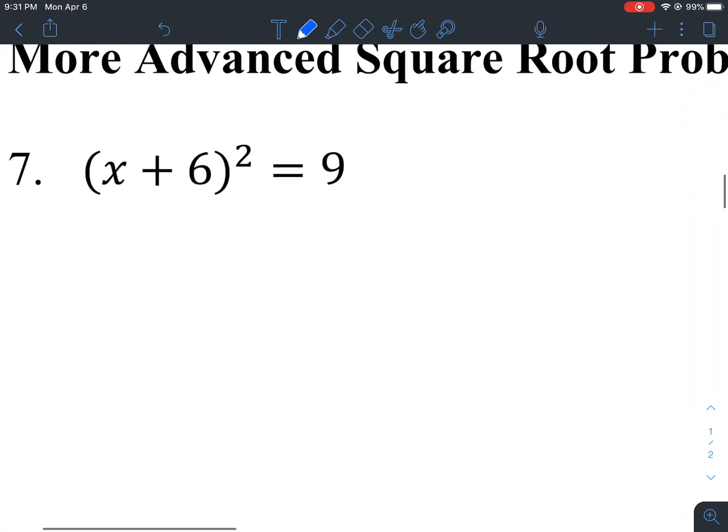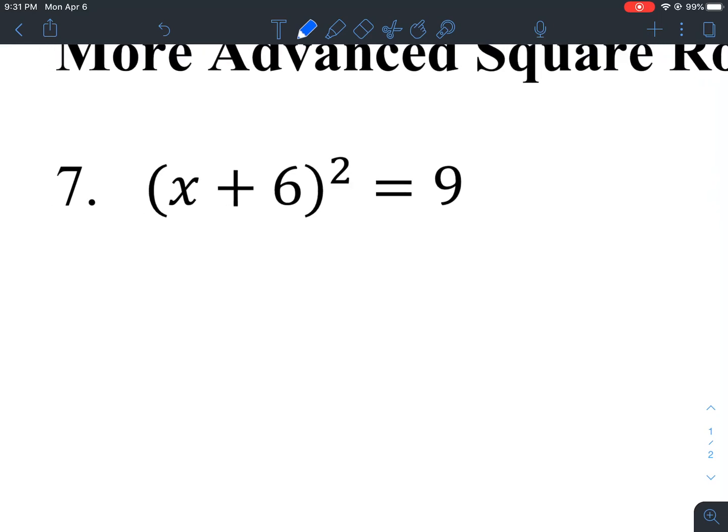So in this case, it's not just x squared, it's x plus 6 squared. So x plus 6 times another x plus 6 equals 9. So when we had a problem like this, we had to do a little bit extra work. We have the x plus 6 squared. We have the 9 on the other side. We're still going to start by taking a square root. We have the x plus 6 squared by itself. The squared term is by itself.